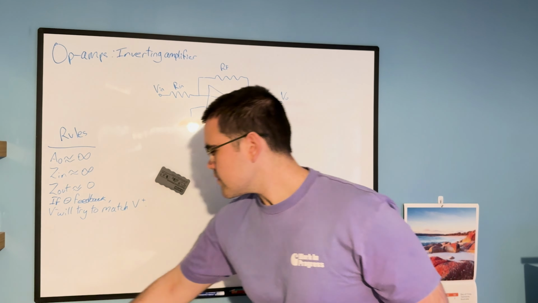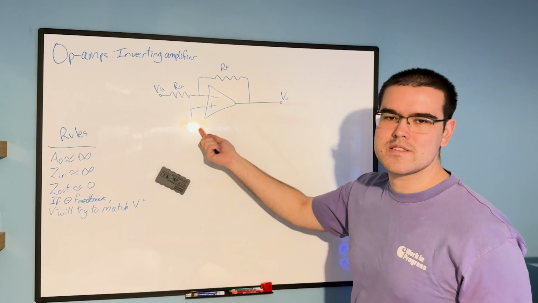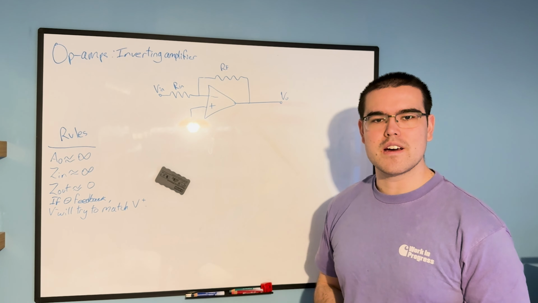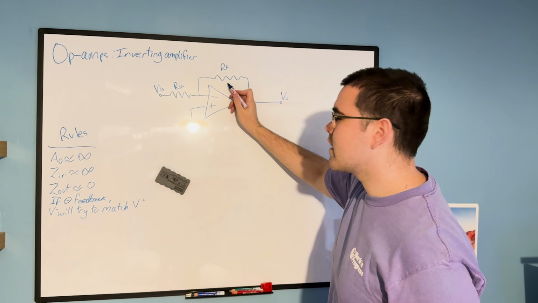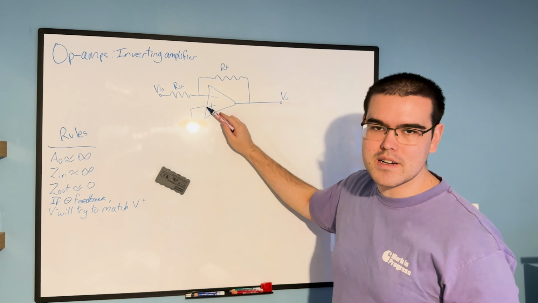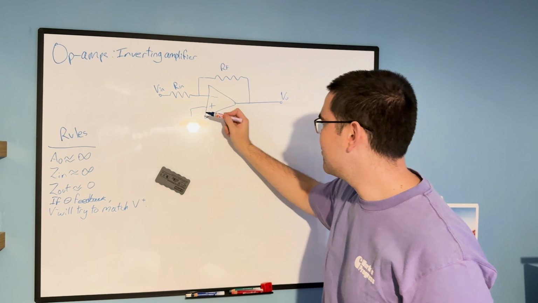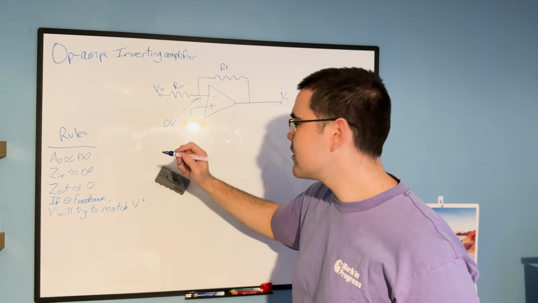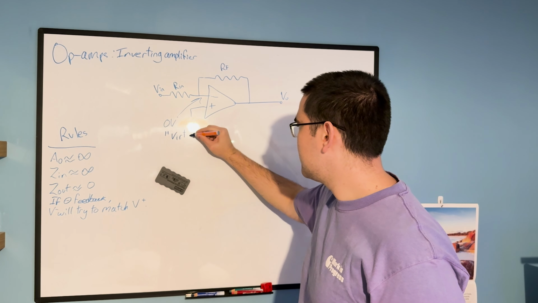So let's take a look at how this is connected. Why have we connected this to ground? It actually makes life a lot easier in the analysis side of things. So because this is ground and we have negative feedback, this rule says that V minus will try to match V plus. But since V plus is 0, we're going to have 0 here as well. So 0 volts, and we have a common nickname for this. We like to call it the virtual ground.